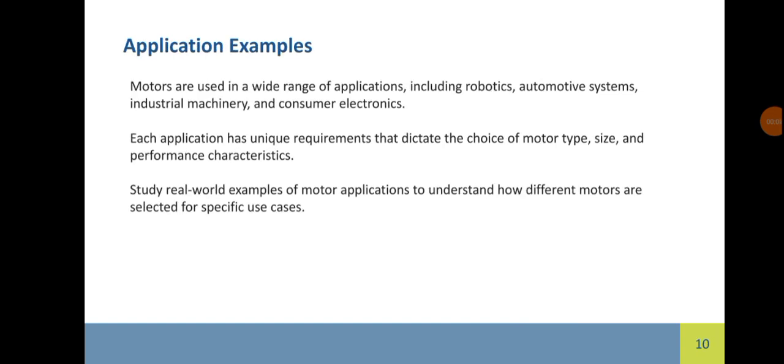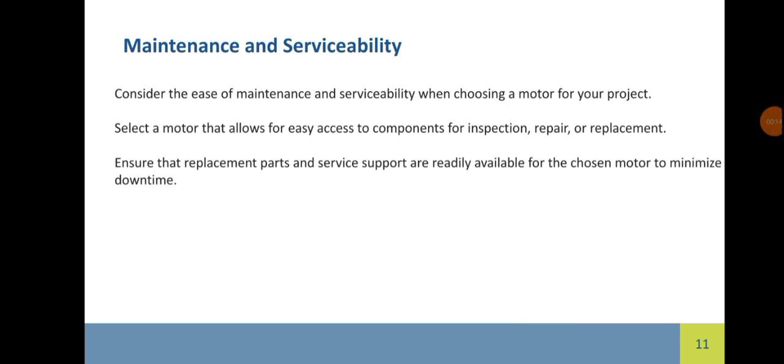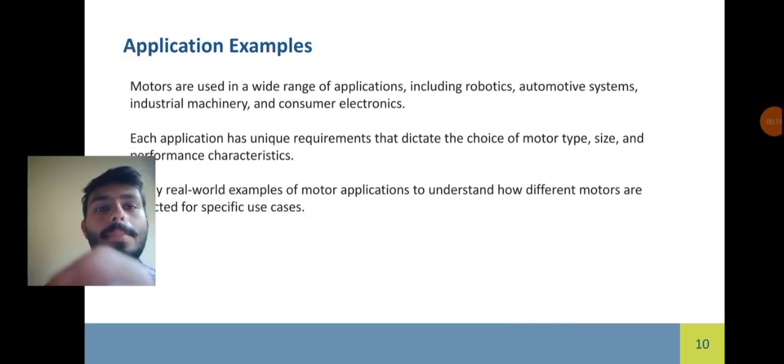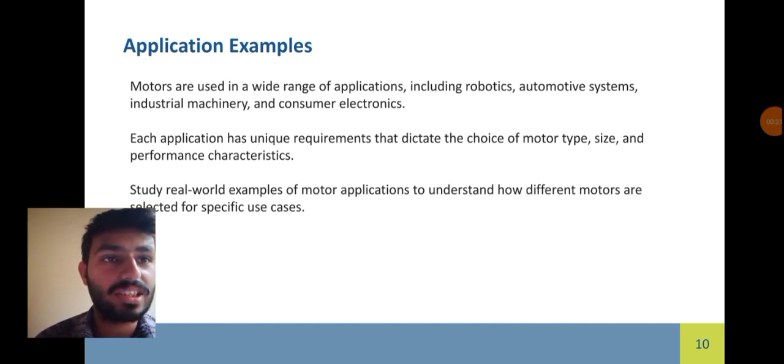Application examples: motors are used in a wide range of applications including robotics, automotive systems, industrial machinery, and consumer electronics. Each application has unique requirements that dictate the choice of motor type, size, and performance characteristics.